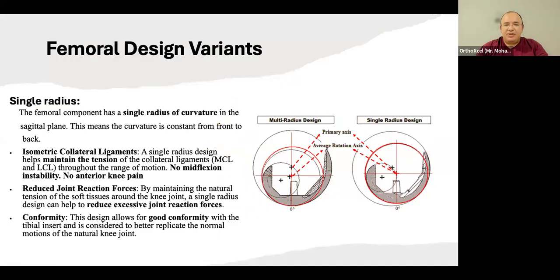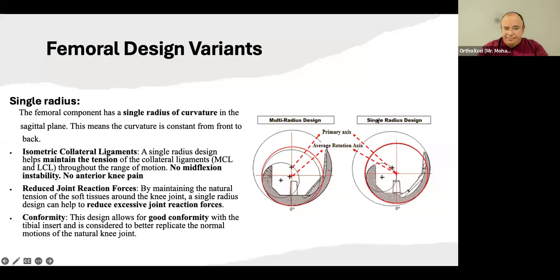So what's the difference? With the single radius, as you can see, the component is making it round. So when you have this total knee moving from flexion to extension, there is a uniform stress over the lateral collateral ligament and medial collateral ligament. So your collateral ligaments are isometric because this is a rounded component. It has the same distance at the joint line at all times. So it is more of a rounded, like you're moving a ball. So there is isometric stress over the collateral ligaments with maintained tension. So there is no mid-flexion instability. There is no anterior knee pain.